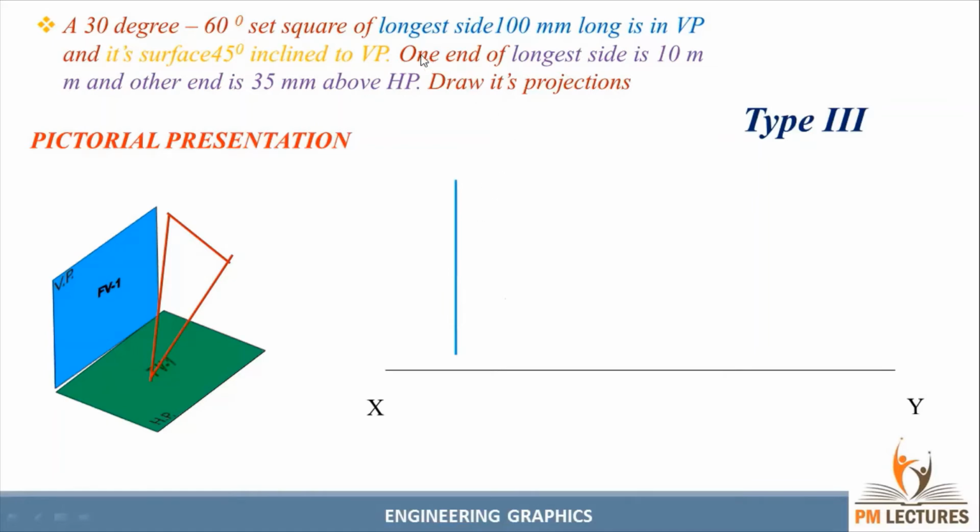100 mm line because the condition is in VP. The first condition is the longest side 100 mm is in VP. Then use your protractor, draw a 30-degree and 60-degree line, and at the intersecting point we get the point, and give the name as A dash because we are visualizing the front view. So we can give the names A dash, B dash, C dash.